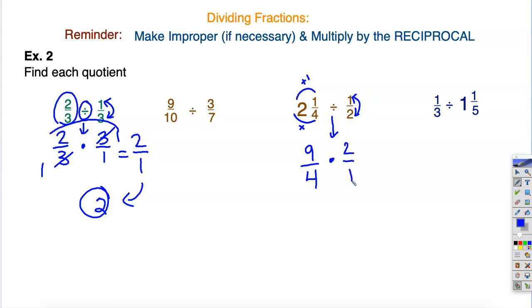And then we look to see if we can do any cross canceling. And in this case, we can. We can divide by 2, top to bottom. Divide by 2. 9 and 1, we can't do anything. So we have 9 times 1 is 9 over 2. So if you divide that out, that's also the same thing as 4 and 1/2.